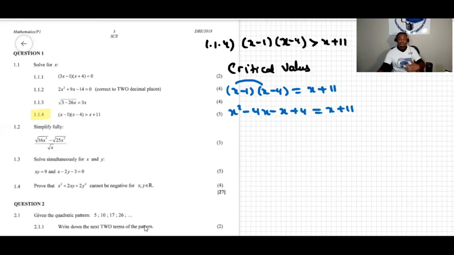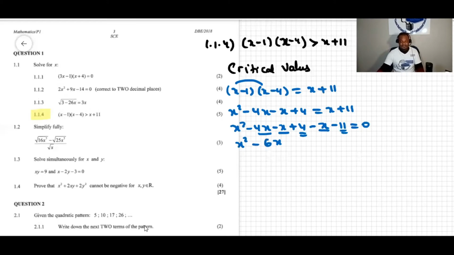So I'm now going to move the right-hand side into the left-hand side. So this will be x squared minus 4x minus x plus 4 minus x minus 11 equal to 0. Now let's combine like terms. That makes x squared, negative 4x, negative x, negative x makes negative 6x, and positive 4 and negative 11 makes negative 7, equal to 0. Then we can factorize this: x in one bracket, x in the other, equal to 0.